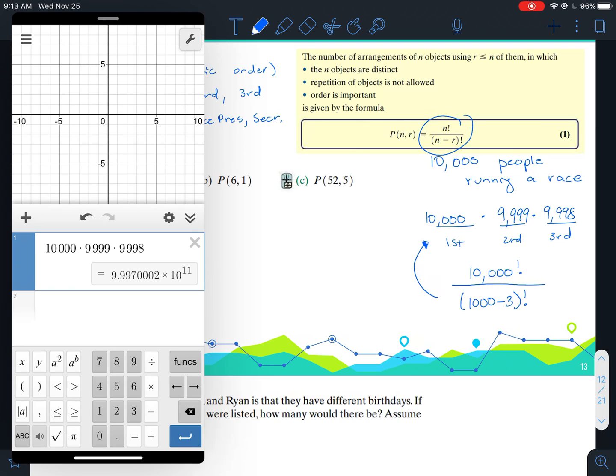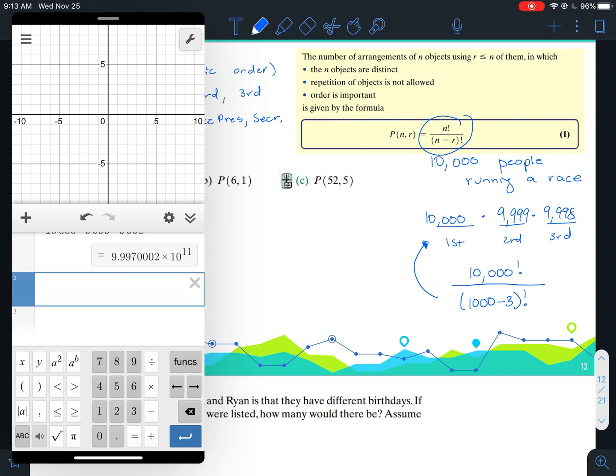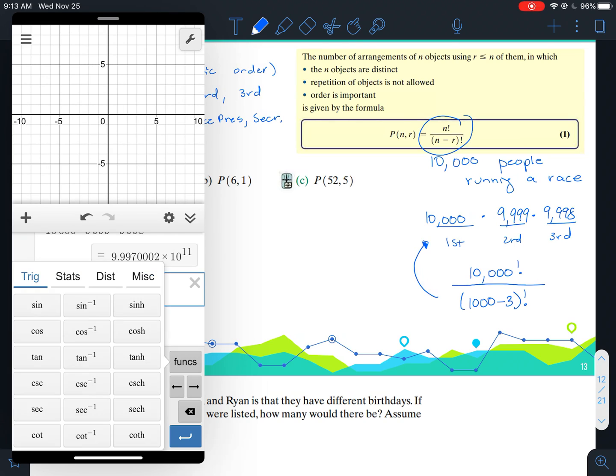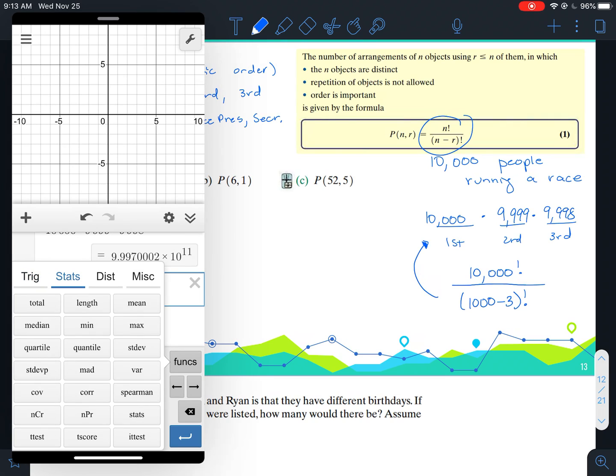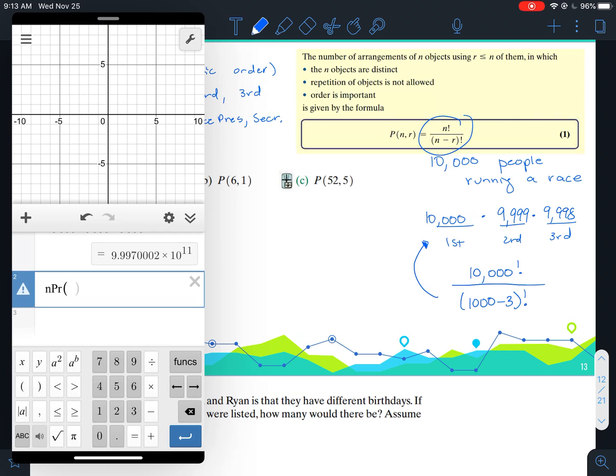So 9.9970002 times 10 to the 11th power. That's a lot of options. On Desmos, if you're going to do nPr, or a permutation, you hit functions, and then you're going to go to stats, and then notice down here you have the nPr and nCr. So I'm going to do nPr, and then you just want to do what we're doing.